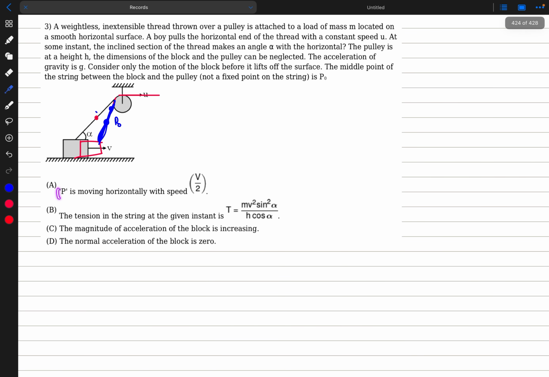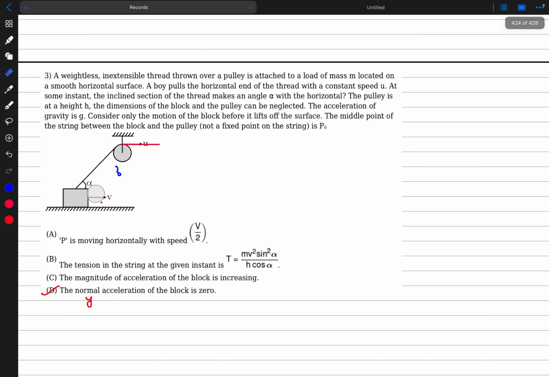But what we have to find is the velocity of that space point P. And the next is that we have to talk about the tension, and we have to find the magnitude of acceleration. So we have to talk about how the magnitude of the acceleration varies with time, and the normal acceleration of the block. So this is a bit weird. If they're talking about the acceleration along the y direction, it is of course 0, because we have been told that the block is not breaking contact. So there's no y motion of the block. The block is only moving along x, right? So the y acceleration of the block is 0.